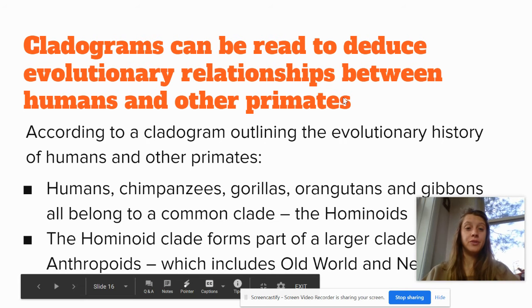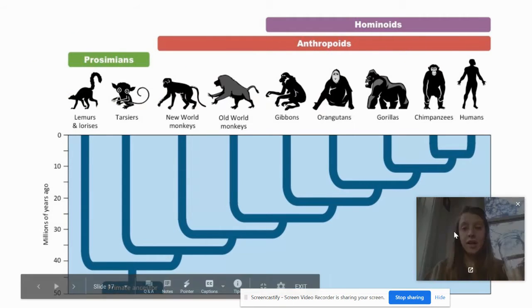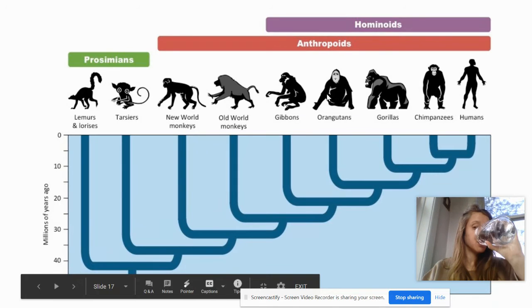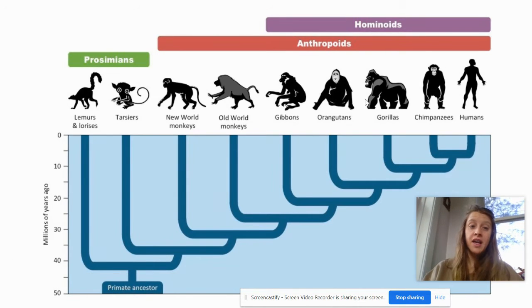Cladograms can be read to deduce evolutionary relationships between humans and other primates. There are lots of cladograms out there that show us how closely humans are related to other primates. According to a cladogram outlining the evolutionary history of humans and other primates, humans, chimpanzees, gorillas, orangutans, and gibbons all belong to a common clade, which is the hominoids. So we're going to look at this one right here, which is showing us the relationships between humans and all of these different primates.